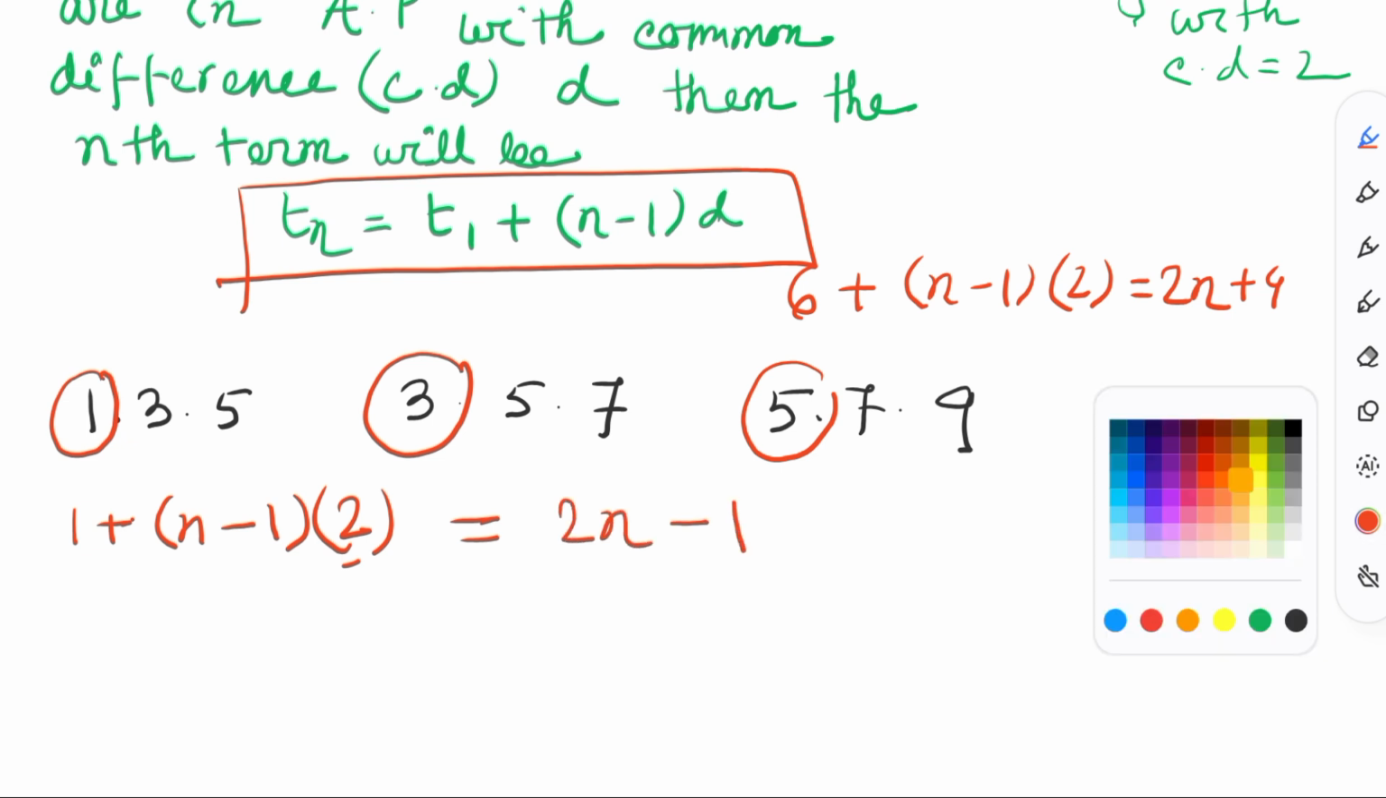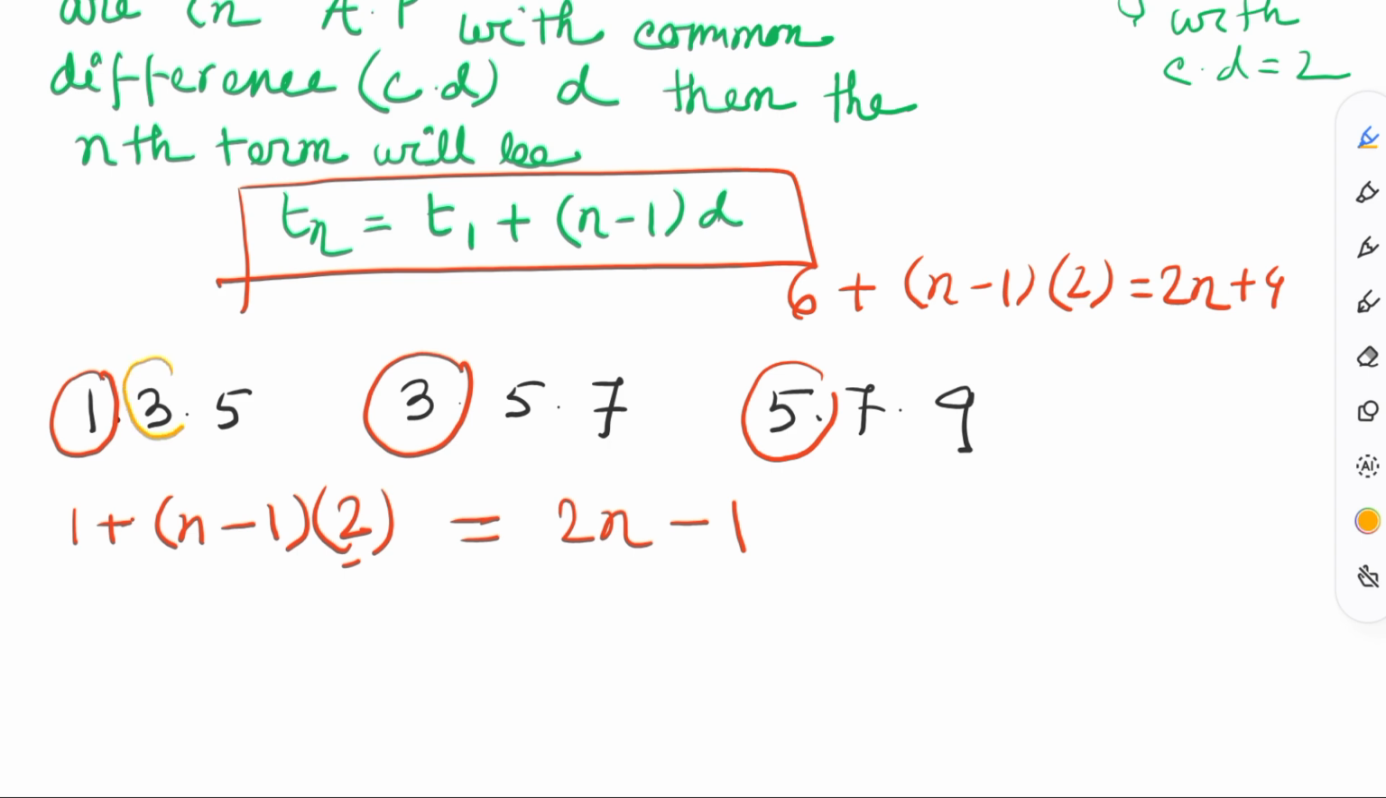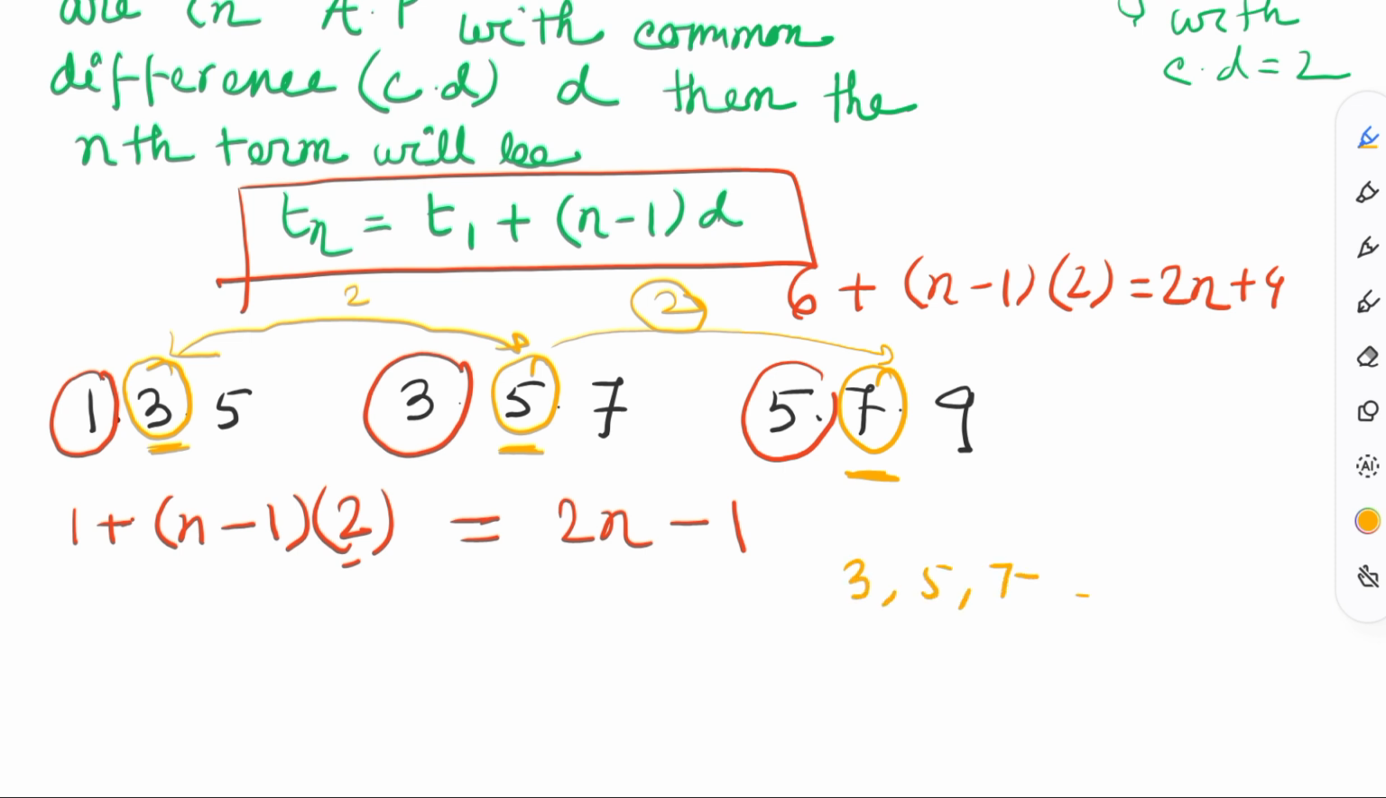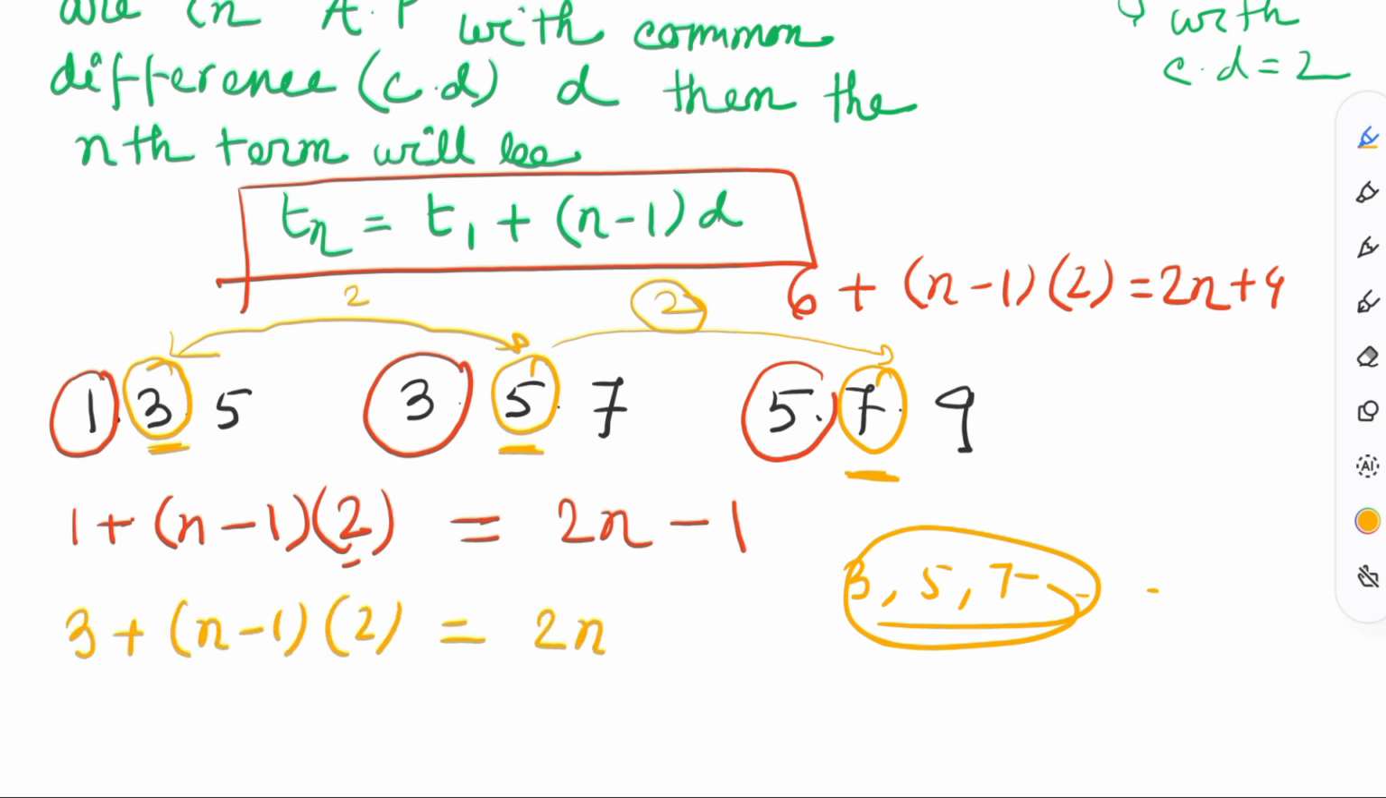Now we have to write the second factor of the denominator of the nth term. If we observe the second factors, they are 3, 5, 7. And also they are in arithmetic progression with common difference 2. How? The difference between 3 and 5 is 2. Difference between 5 and 7 is 2. That is, in this sequence 3, 5, 7, the nth term will be 3 plus n minus 1 into 2. That means 2n plus 1.